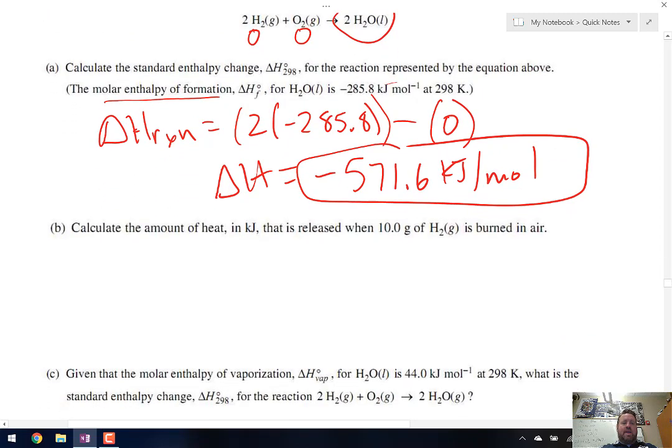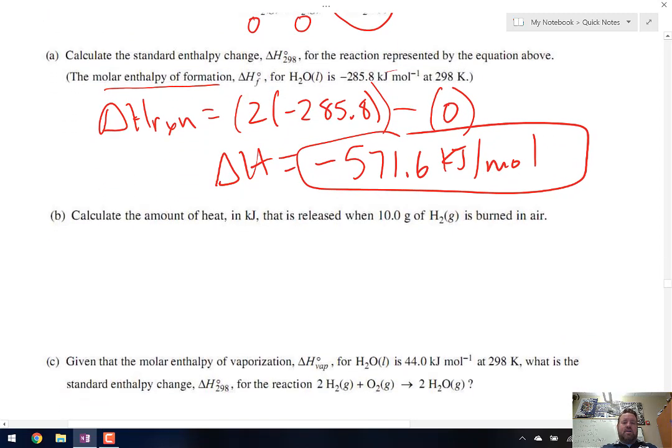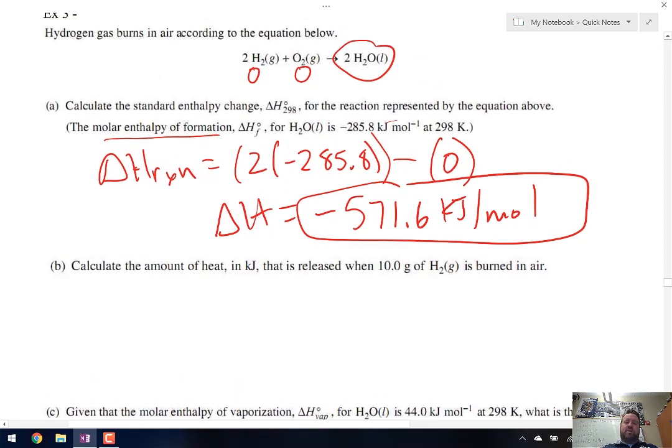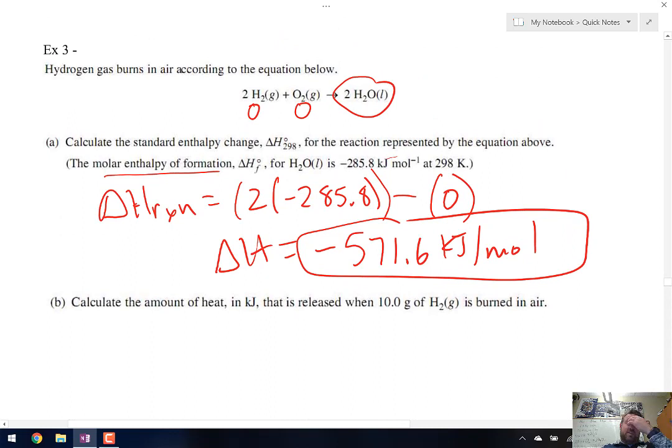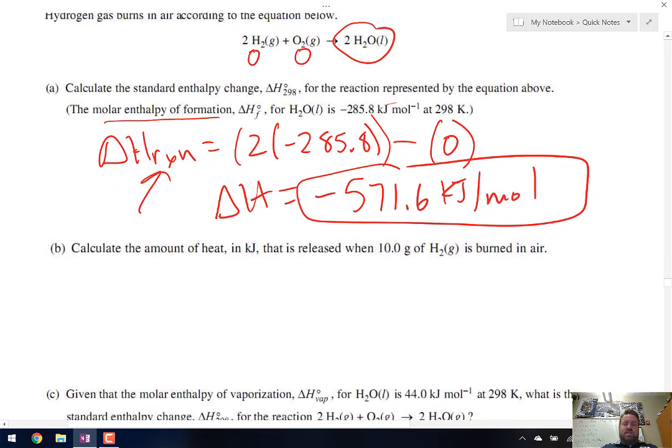Okay, part B: calculate the amount of heat in kilojoules that's released when 10 grams of H2 is burned in air. Okay, and so this is where, again, we're still not to the Hess's law part. This is just obviously enthalpies of formation. Now we're using Q here. So 10.0 grams of H2.